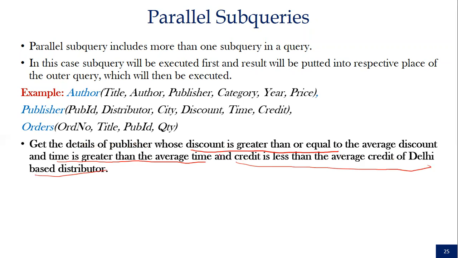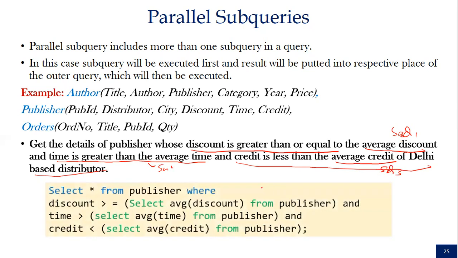Whenever we write a query for these conditions, we have to write a separate subquery to fetch the average discount, so subquery one, Q1. Now we have to fetch the average time, so here we also have to write a subquery. Similarly, for credit less than the average credit of Delhi-based distributors, here we also have to write one query. So you can see three subqueries are written. These subqueries can be executed in parallel.